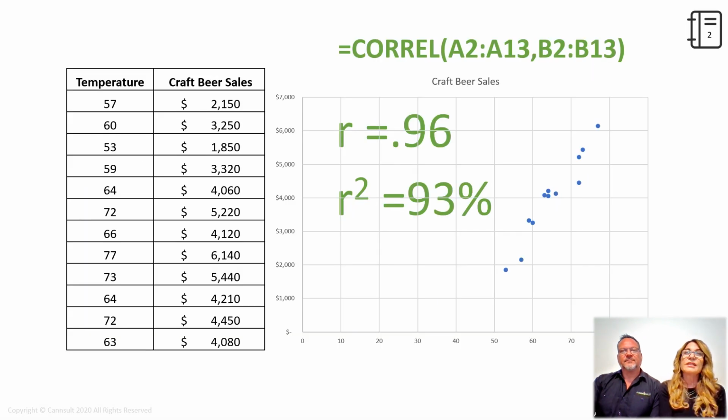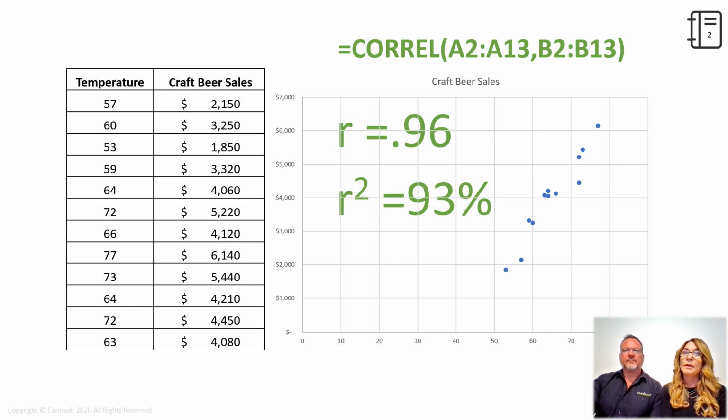If we look at our beer sales data, we can use this simple Excel formula to calculate R, and we get a value of 0.96. That's a positive number, and it's really close to a perfect positive correlation of 1. That means that an increase in the variable of temperature is strongly correlated to an increase in beer sales.